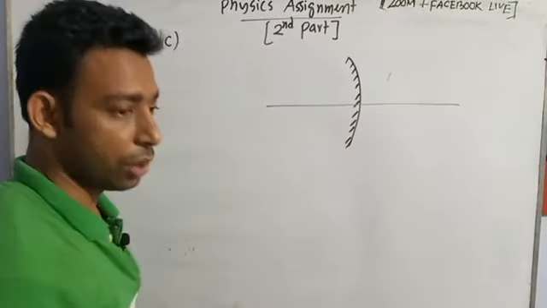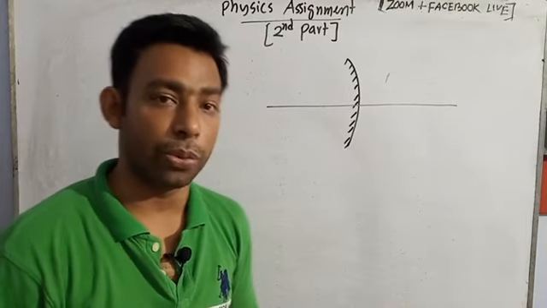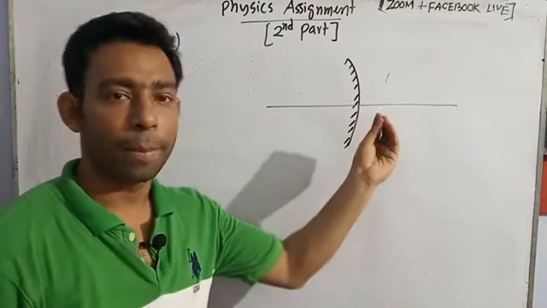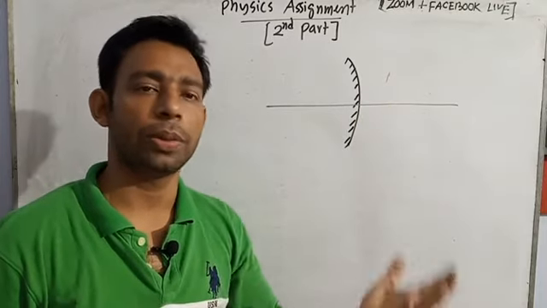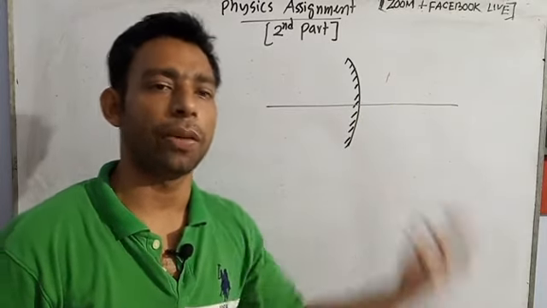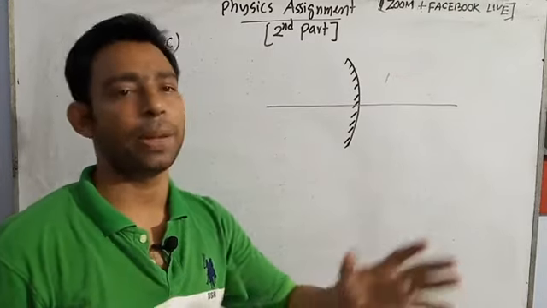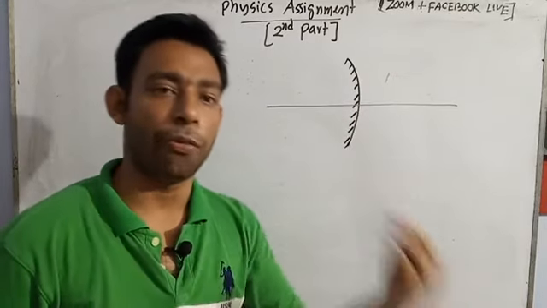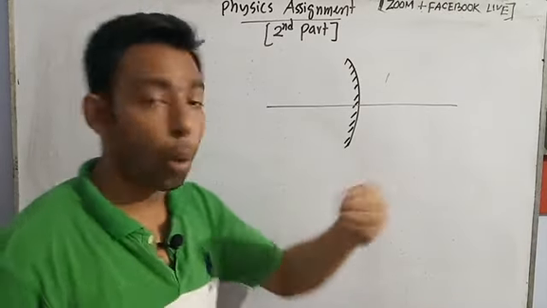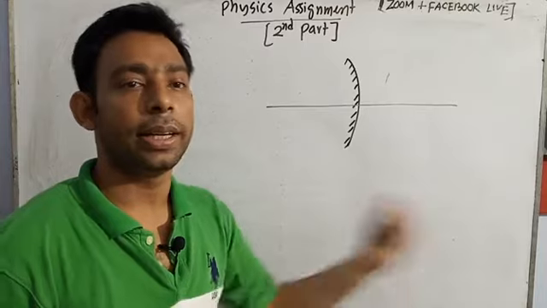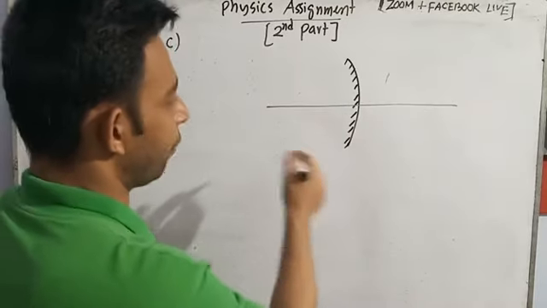Some of the students asked me, sir, about the magnification value in the case of the convex part, the convex mirror. Many of the students have different values. Why does this happen? It is possible to get different values of magnification, because it depends on where you take your object.